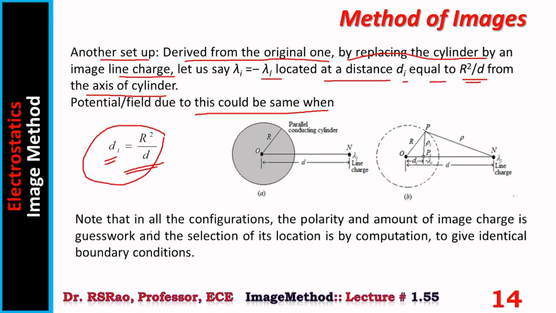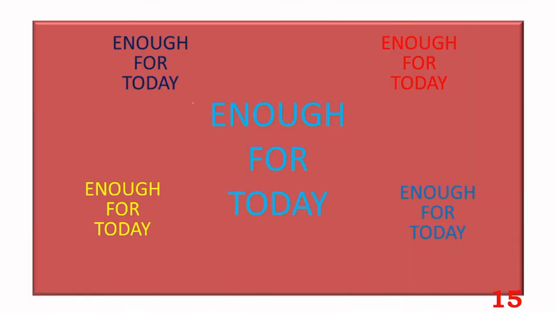Now, note that in all the configurations, the polarity and amount of image charge is a guesswork, and the selection of its location is by computation to give identical boundary condition. These are some of the points that are required to be given to you so that you can have at least a reasonably good level of understanding in image method.